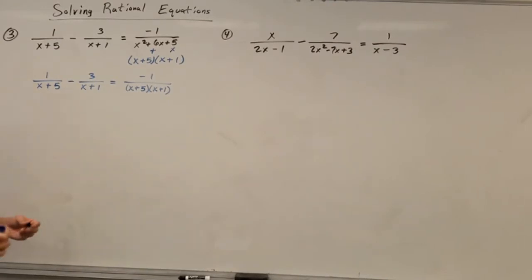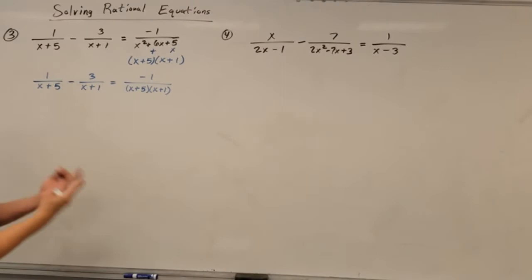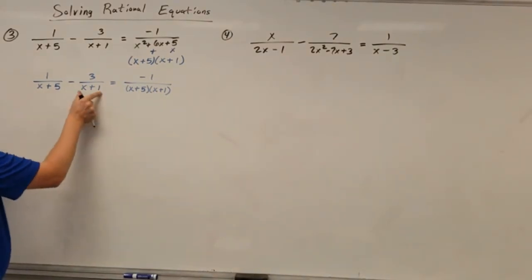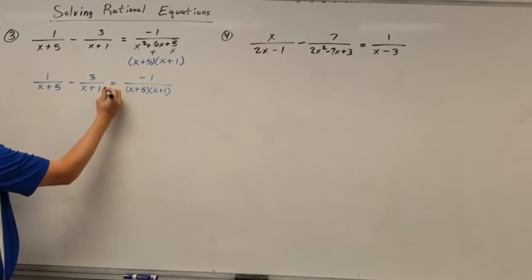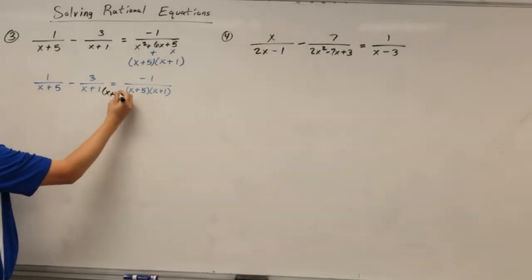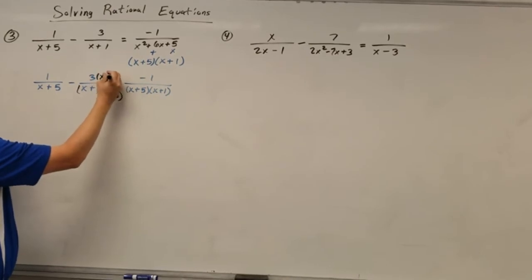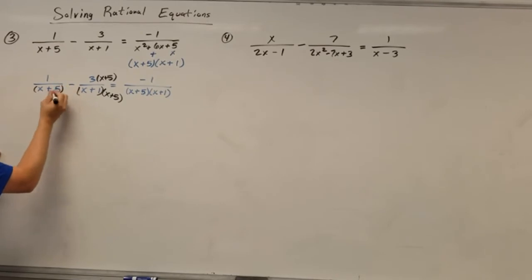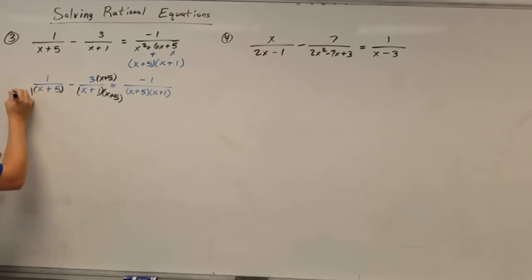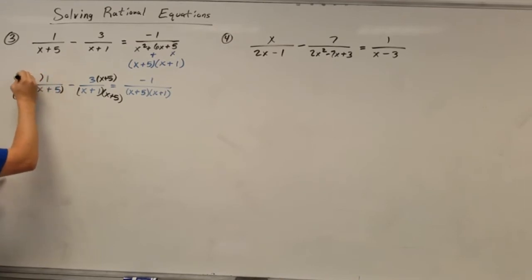The bottoms are not the same, so we still have to get it there. And to do that, all you have to do is kind of mix and match. So right now, this is only x plus 1, and this has both. So this needs an x plus 5. Now they are the same. And we do that with the first one as well. This is x plus 5, so it needs an x plus 1. If you do it to the bottom, you gotta do it to the top.